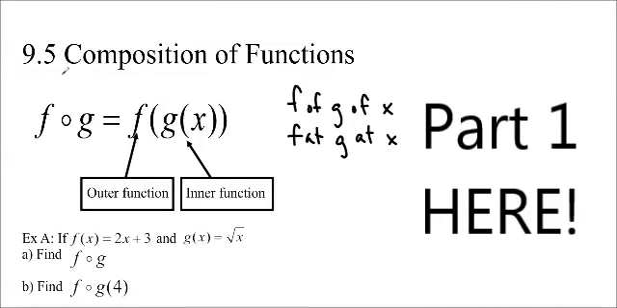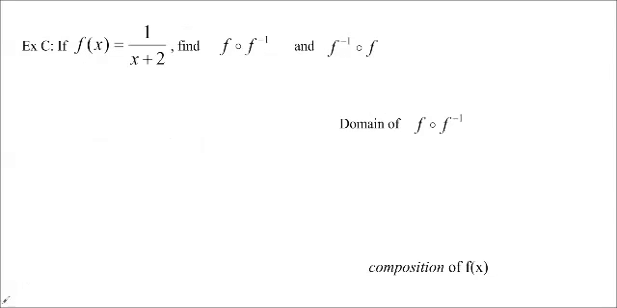Otherwise, we are going to start example C and D. Here we go. Okay, let's try example C. If f of x equals 1 over x plus 2, find f of f inverse and f inverse of f.